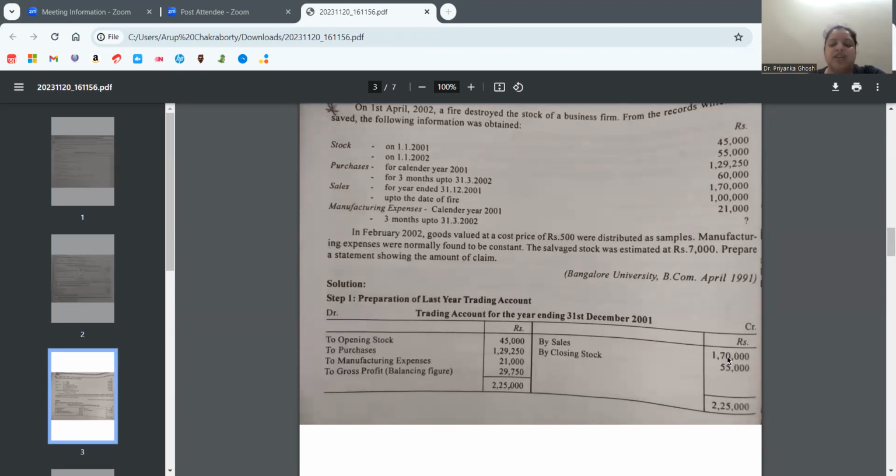Here we need to find out the total of credit. Total of credit will come 1,70,000 plus 55,000, 2,25,000, minus all your debit expenses. So 2,25,000 minus 45,000 minus 21,000. The balance will come as the gross profit. So from step 1, we got the gross profit, that is 29,250.